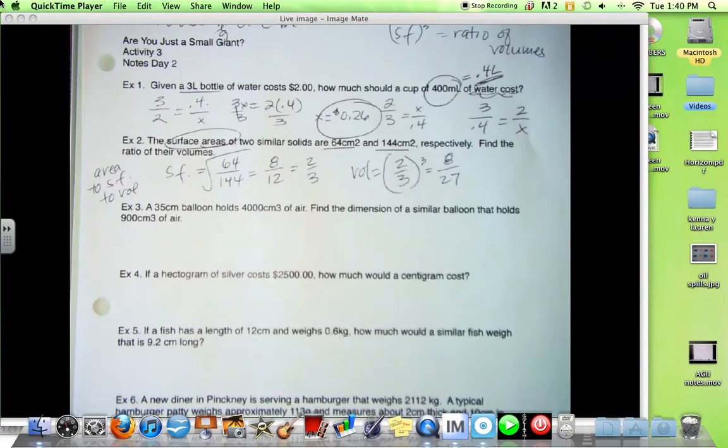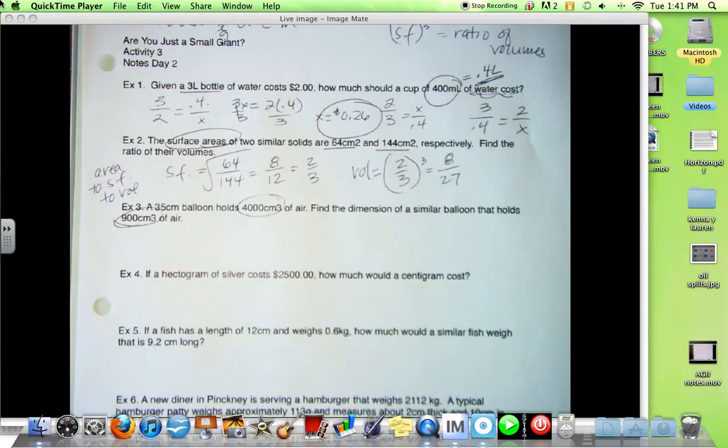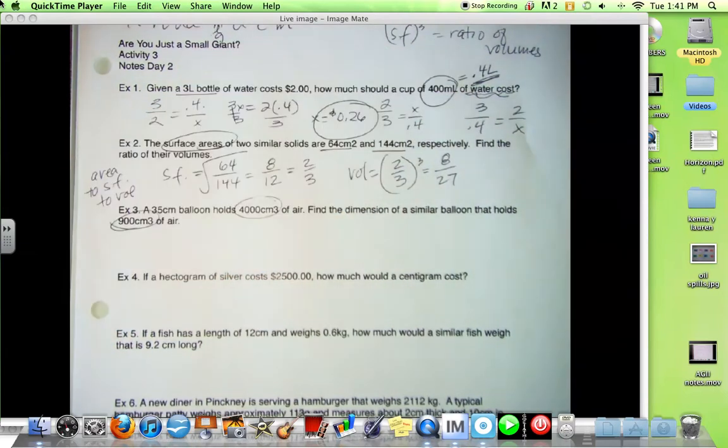A 35 centimeter balloon holds 4,000 cubic centimeters of air. Find the dimension of a similar balloon that holds 900 cubic centimeters of air. 4,000 over 900 equals 35 over... Do you think about what's given to you? Why do you think we need to cube? Because it's to the power of 3, so that indicates it's cubed. And is it area or volume? It's volume. So we're given a ratio of volumes.